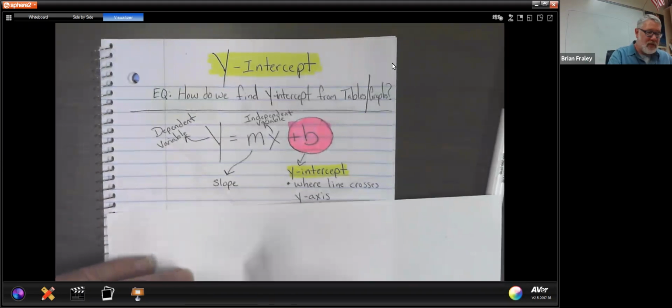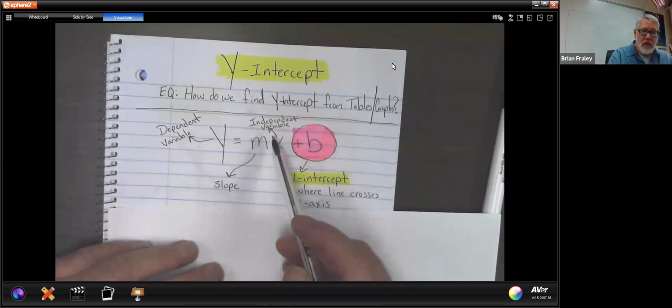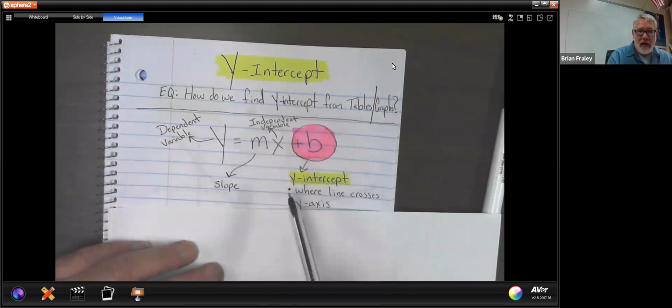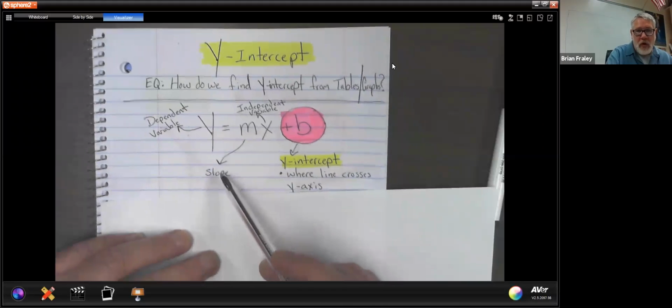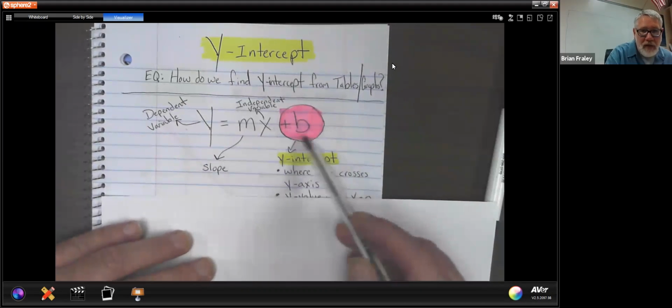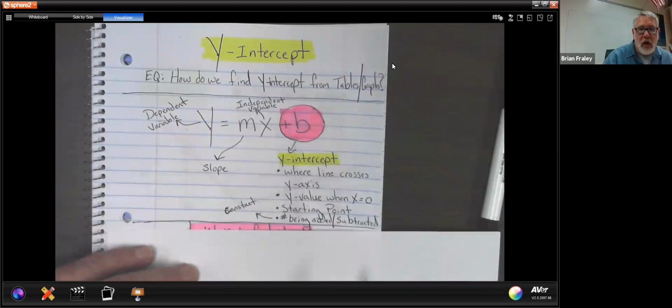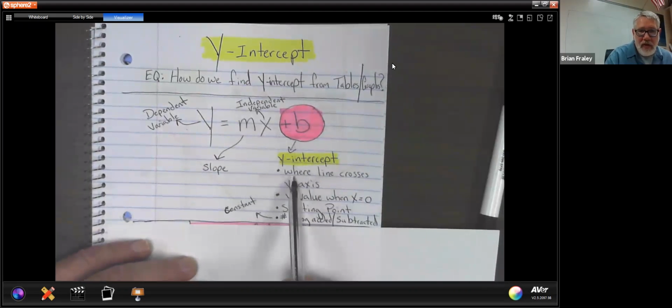And obviously, y is your dependent variable. X is your independent variable. Slope is m. That's what we worked with yesterday and the day before. Today, we are talking about the b right here. B is called the y-intercept, but it's also where the line crosses the y-axis on the graph. We're going to use that later.